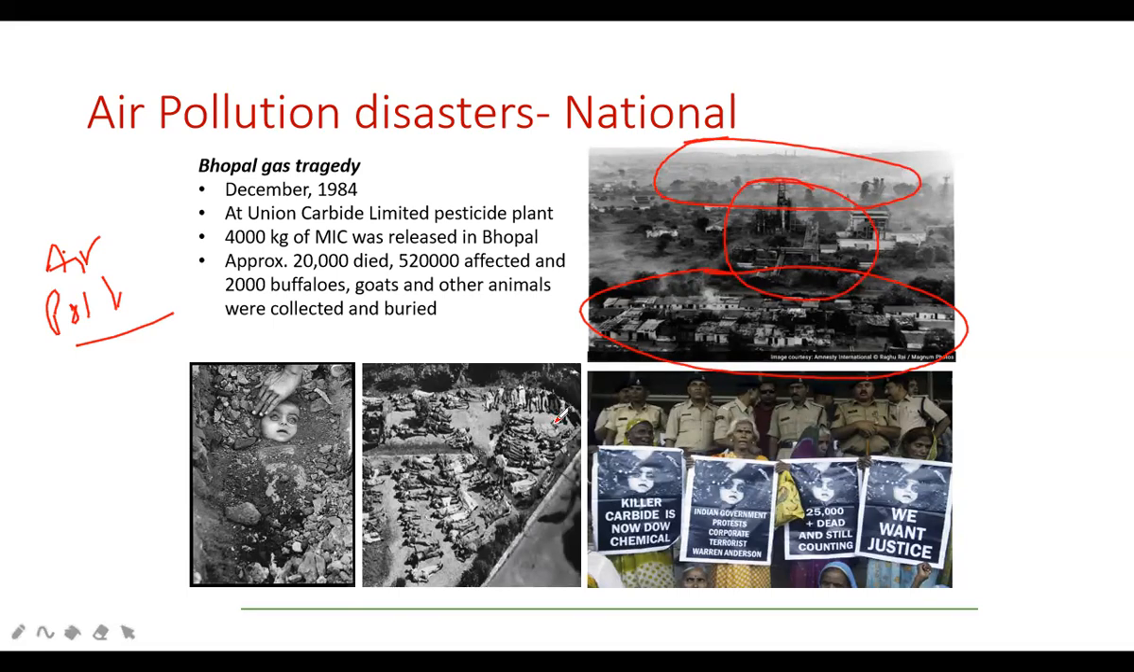Now suppose on that particular day when the MIC was released, it all depends upon the wind speed and wind direction. By chance, on that day the wind direction was towards the population, and the speed was sufficient to carry the MIC vapors along with it. So it entered the populated area. That is why maximum people died while they were sleeping.